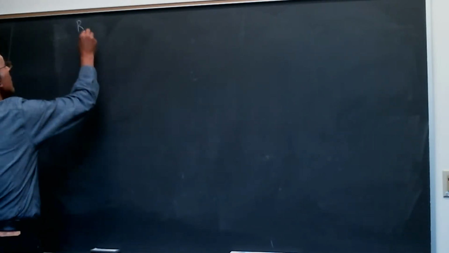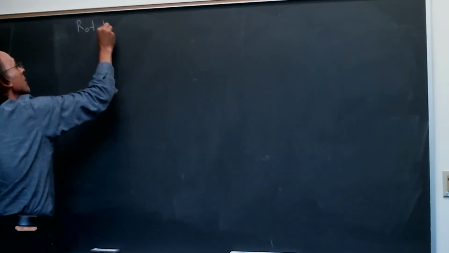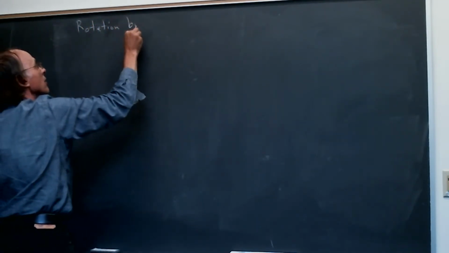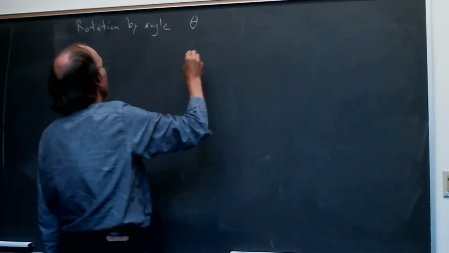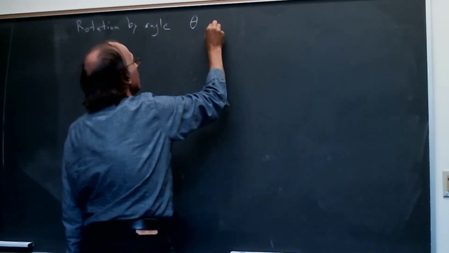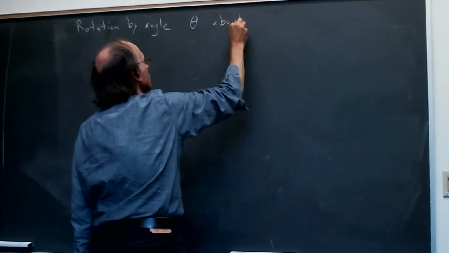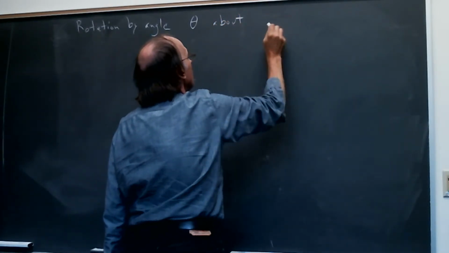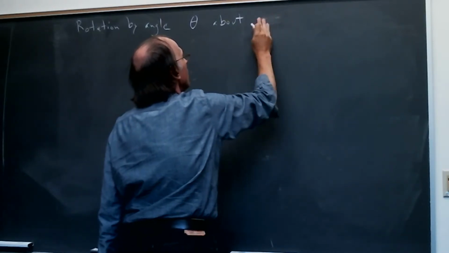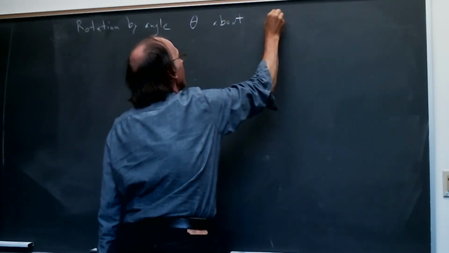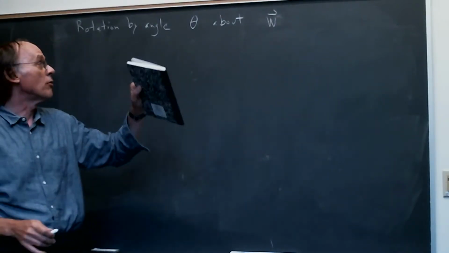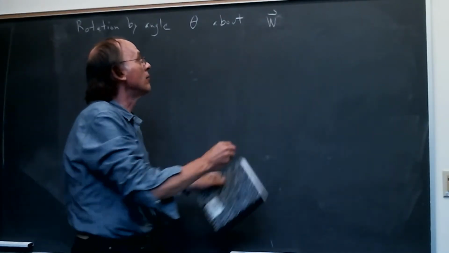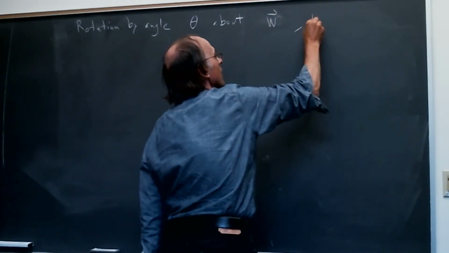So rotation by an angle theta about a vector w. So you have to pick a direction that you can rotate about, and let's take that a unit vector.